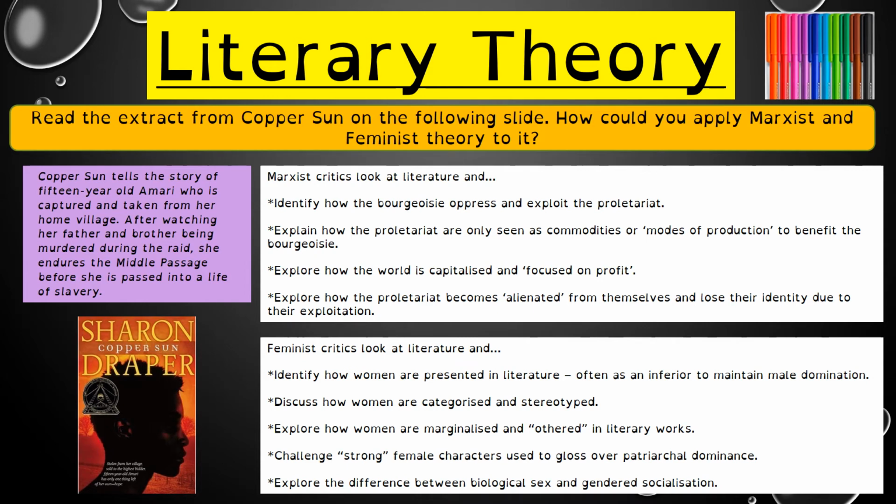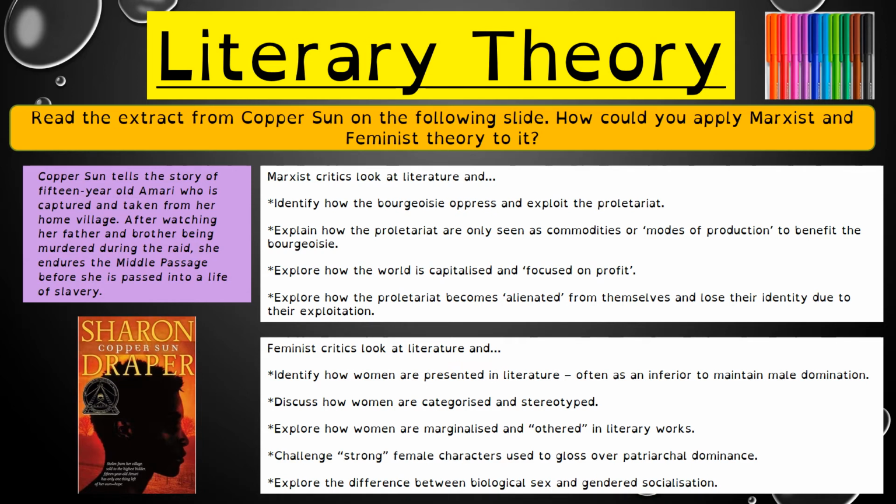Okay, so now we're going to have a bit of a go. You can have a go being a bit independent yourself. So on the following slide, there is an extract from a text called Copper Sun. I would like you to read that extract and make notes on how you think it can be seen through a Marxist or a feminist critic's eyes. So remember, you're going to read the text and then bullet point Marxism first.